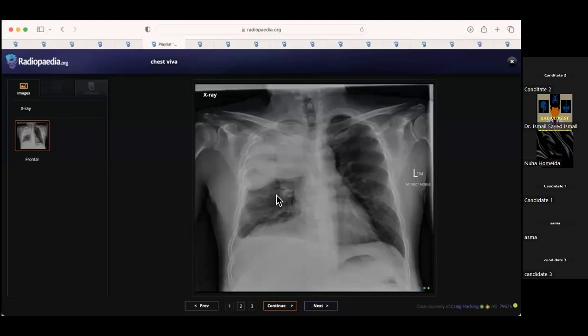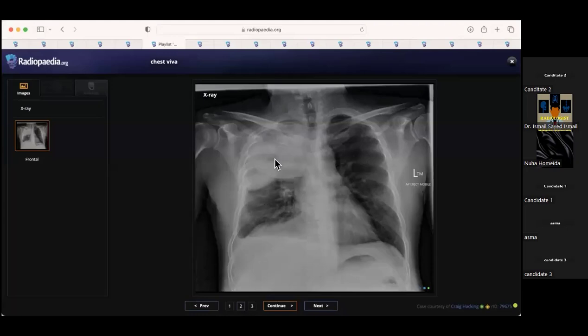Lobar. Okay, someone give me the hints. Bulging fissure. Yes, bulging fissure. This is just the classic, we don't see it quite a lot nowadays, but it's characteristic for Klebsiella, which is the bulging fissure. So you're right, you picked up the pneumonia nicely.